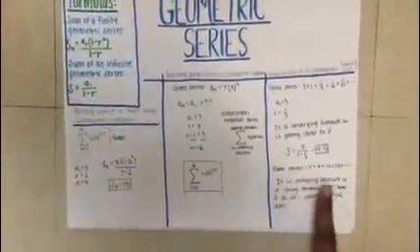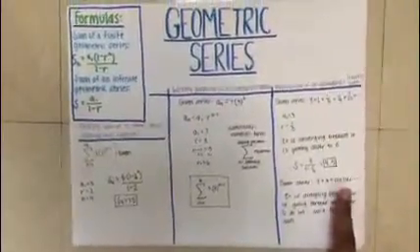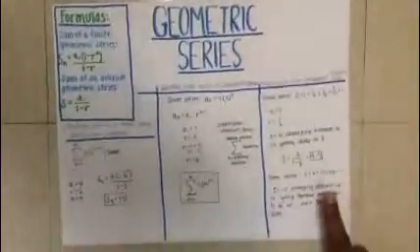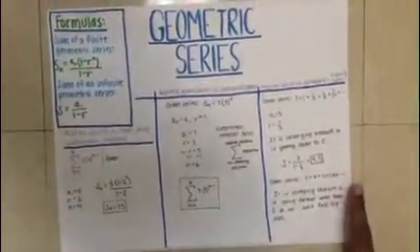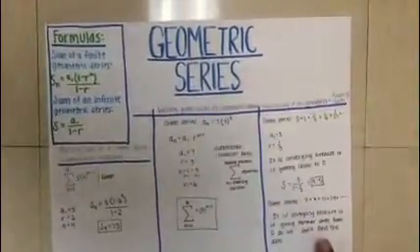So with the second series, this is 3 plus 6 plus 12 plus 24, and so on. So it is diverging because as it goes on, the series is going further and further away from 0. So we don't find the sum of this one.